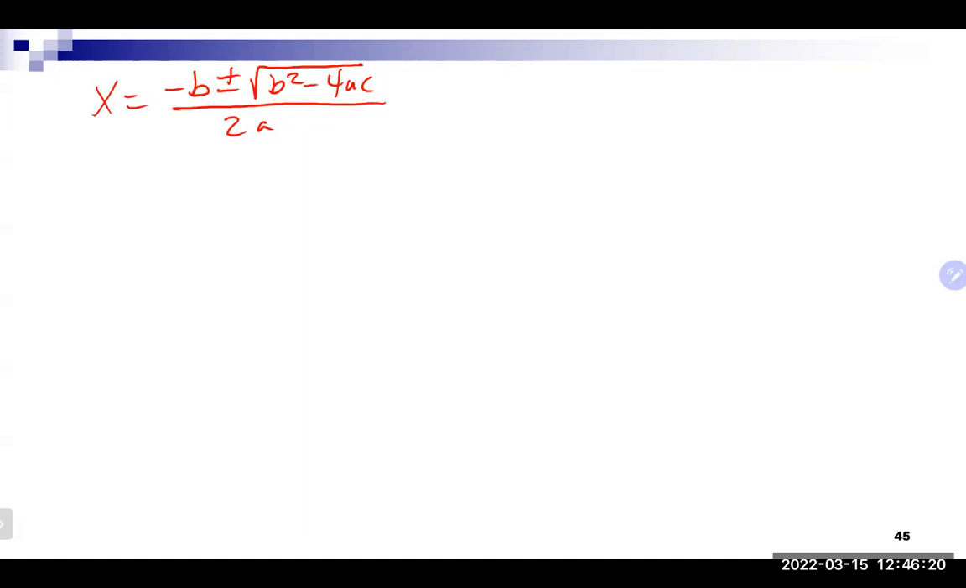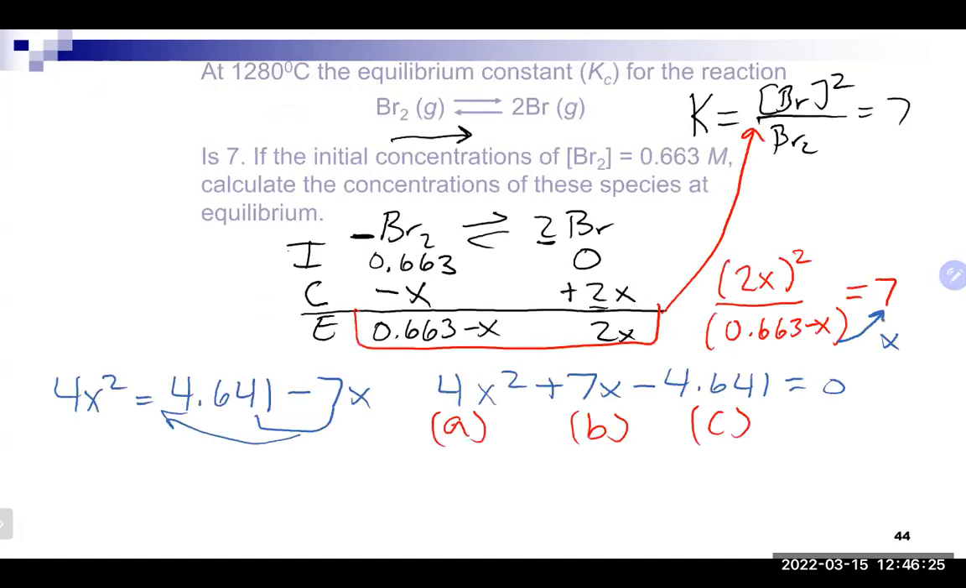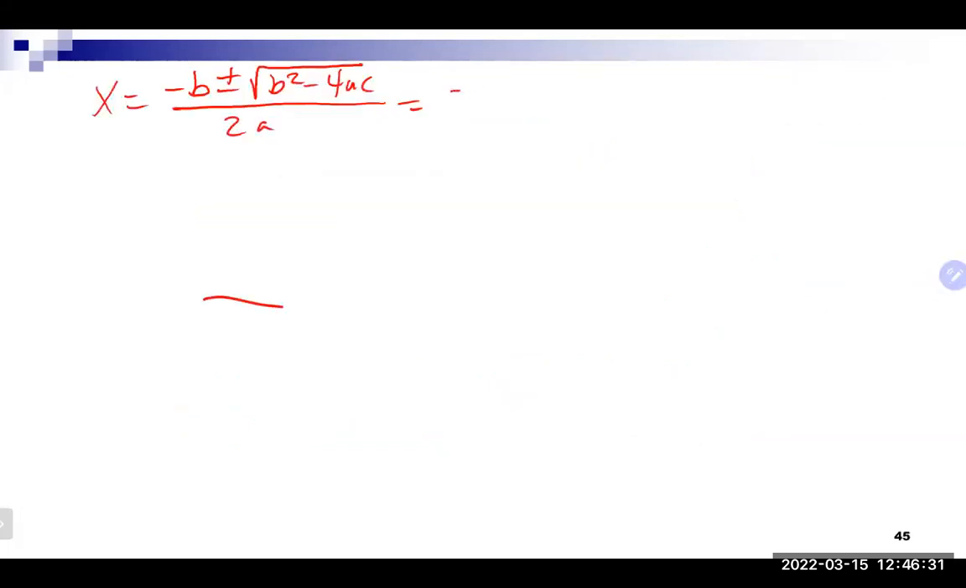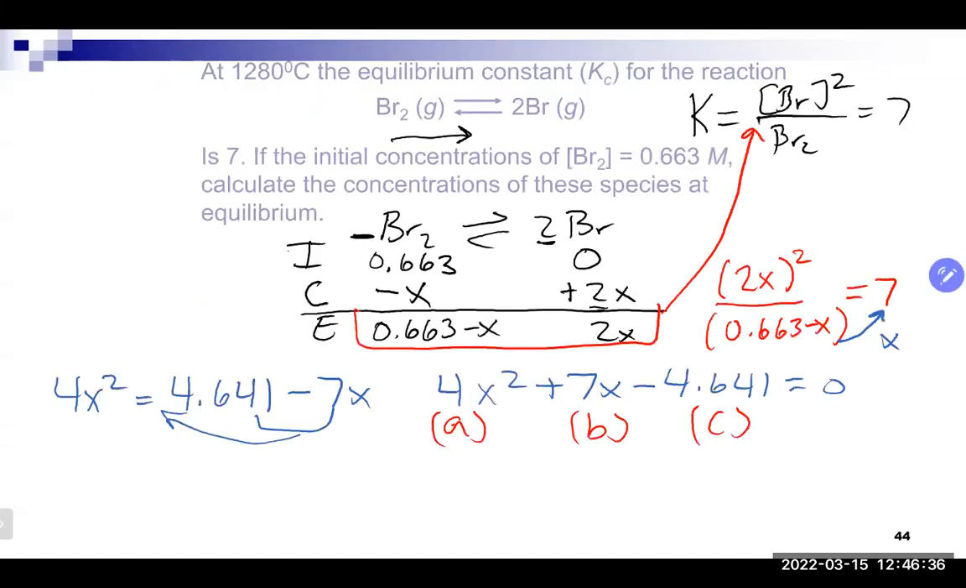All right, so putting this in here, we got b, which is our 7, I believe, so that's going to be minus 7 plus or minus, and I'm going to take care of the square root part inside. So that is b squared, which is 7 squared, minus 4 times a, which is 4 in this case, times c, which we do want to keep the negative 4.641.